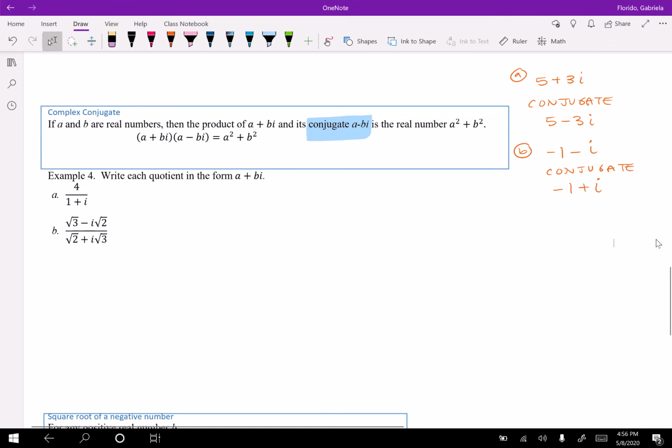So let's try these two examples. It says write each quotient in the form a plus bi. Okay, so it's definitely not in that form. I'm going to start with a. So 4 over 1 plus i. It's definitely not in that a plus bi form. We cannot separate these two fractions right now. But if we just had one single number in the denominator, then we could split up the fraction.